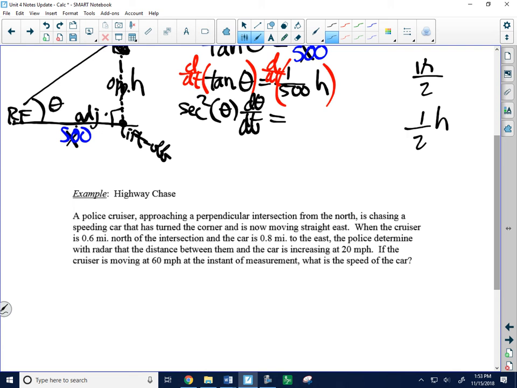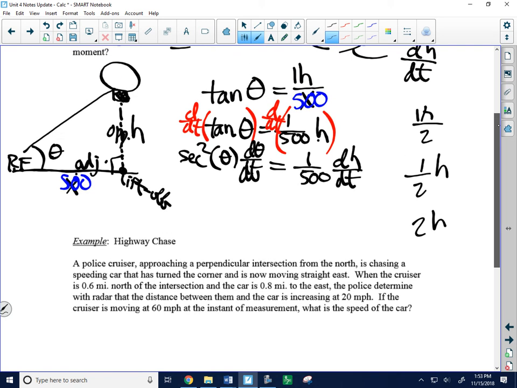Over here, if it was like 2h, the derivative would be 2, right? So for 1/500th h, the derivative is 1/500. But it's a chain rule, so I need the derivative of h, which is dh dt. In every single one of these that you do, when you differentiate a variable, it should have d whatever dt. Okay, that's it. We substitute values in.